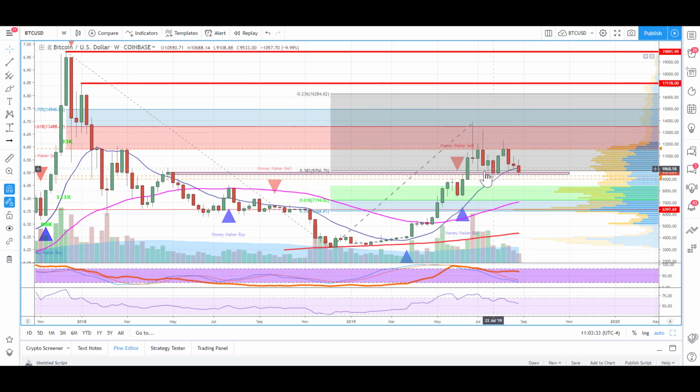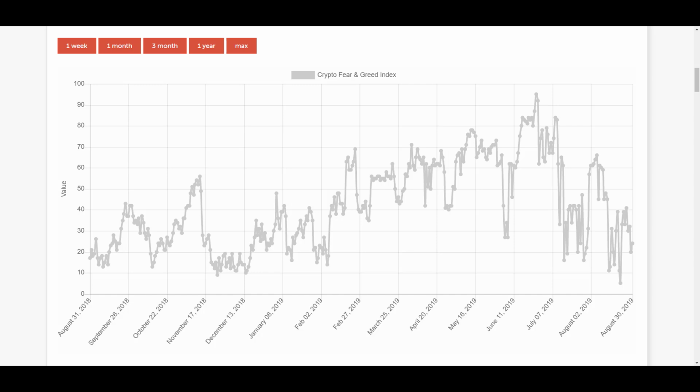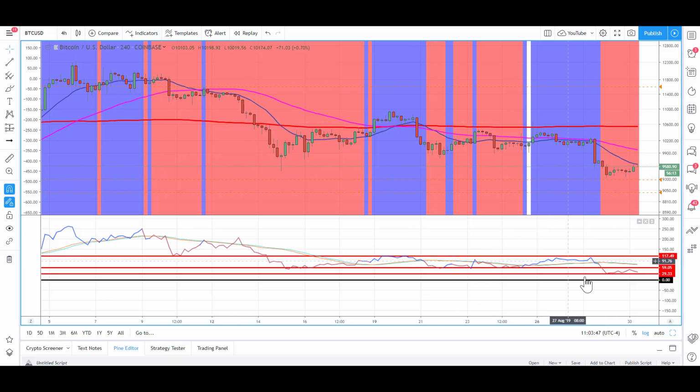All right, we're going to take a look at the Bitcoin chart. We're going to do a deep dive on Bitcoin price action, look at some important levels. We'll take a look at the crypto fear and greed chart. I have a few things to say on that. We're going to look at the heat map and the delta.